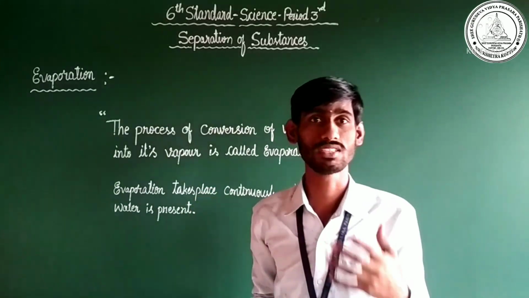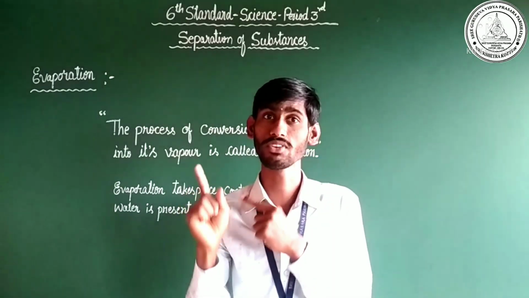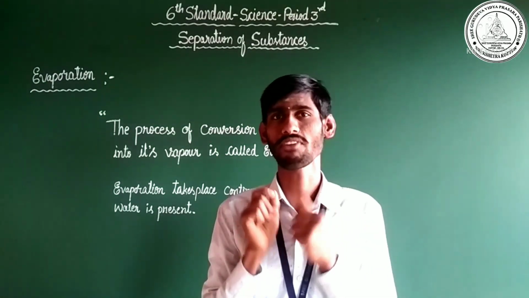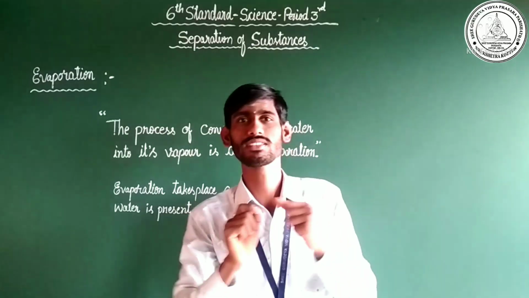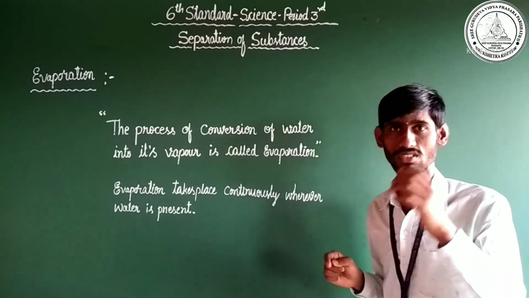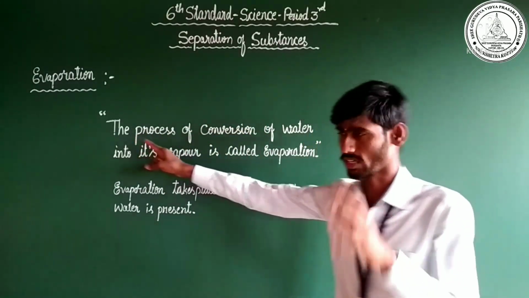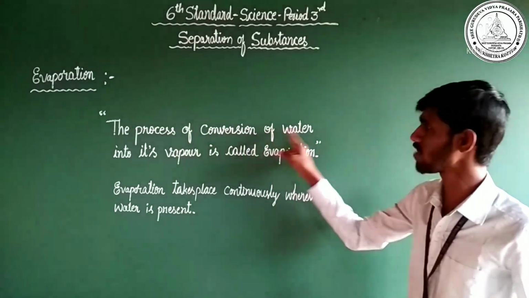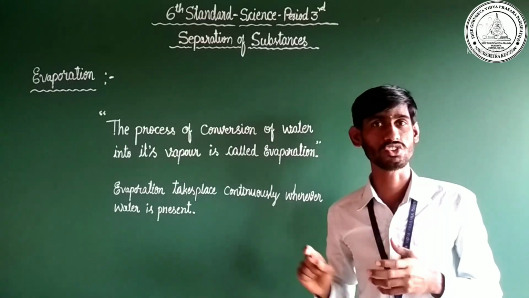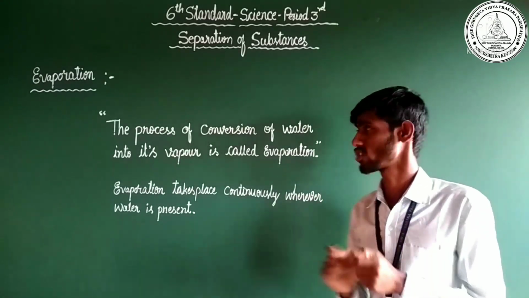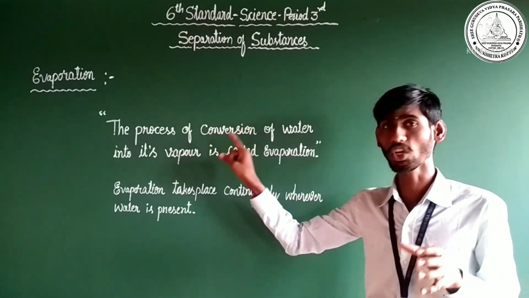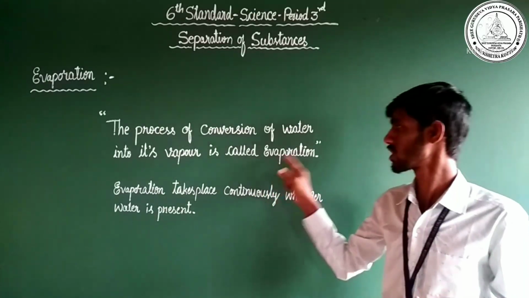We have learnt in 3rd standard, 4th standard, 5th standard, I mean lower primary, what evaporation is and the process of evaporation. We will recall once again the definition and the process of evaporation. Dear children, observe here, the process of conversion of water into its vapor is called evaporation. What is evaporation? Define evaporation: the process of conversion of water into water vapor is called evaporation.